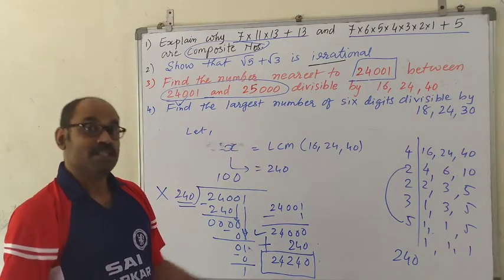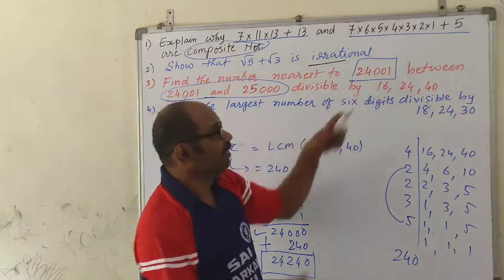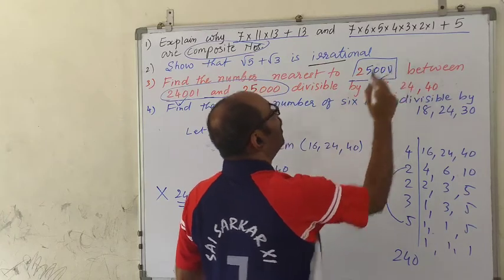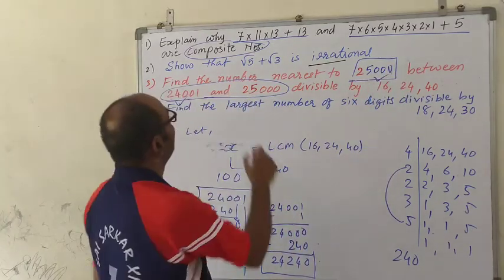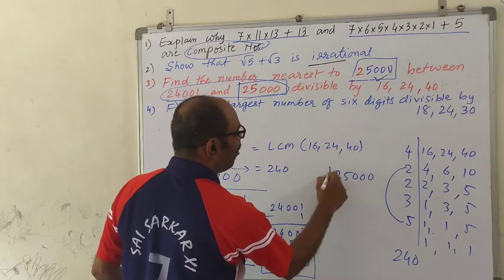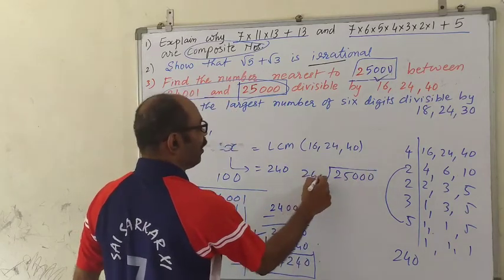Say suppose you were asked nearer to 25,000. If you had been asked nearer to 25,000, what would you do? You would divide 25,000 by 240.